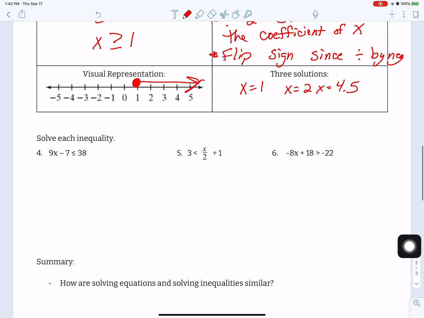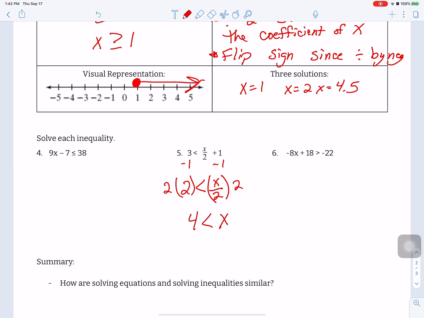I'm going to do number 5 because that looks to be the hardest. And then, again, you're still expected to do all the other pieces just to help you out. I'm going to start with subtracting 1 from both sides. So 2 is less than x divided by 2. I need to multiply by 2 to undo that division. So if I multiply by 2 on both sides, it's not a negative, so my sign's going to stay the same. So 4 is less than x.